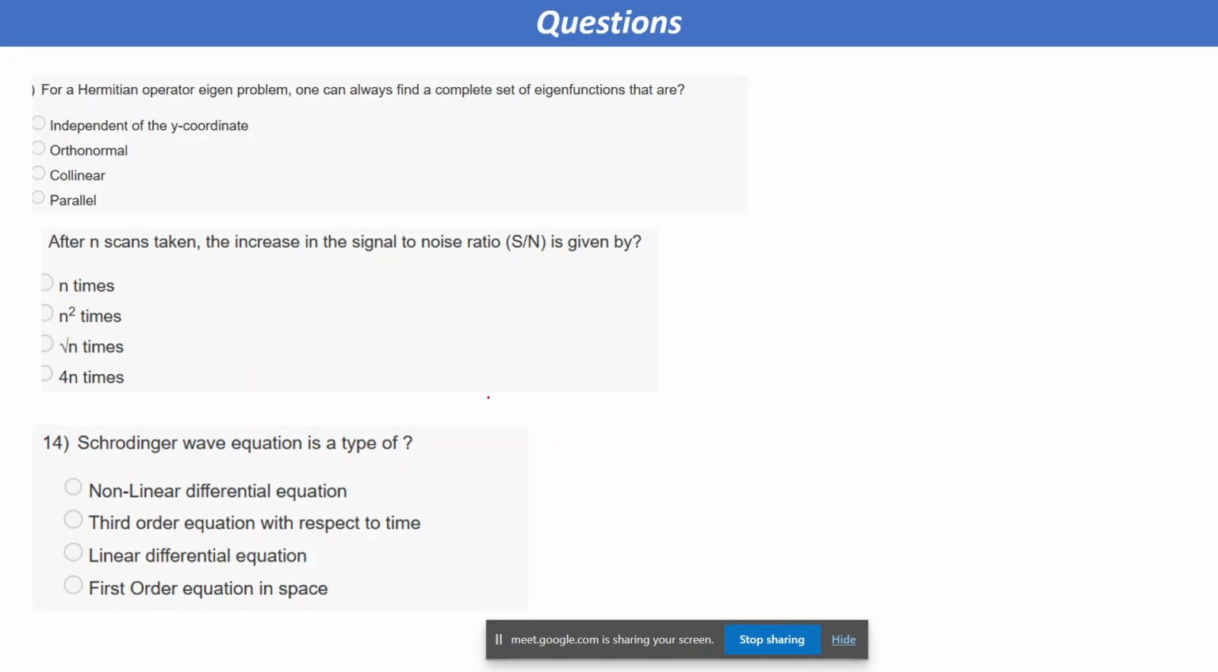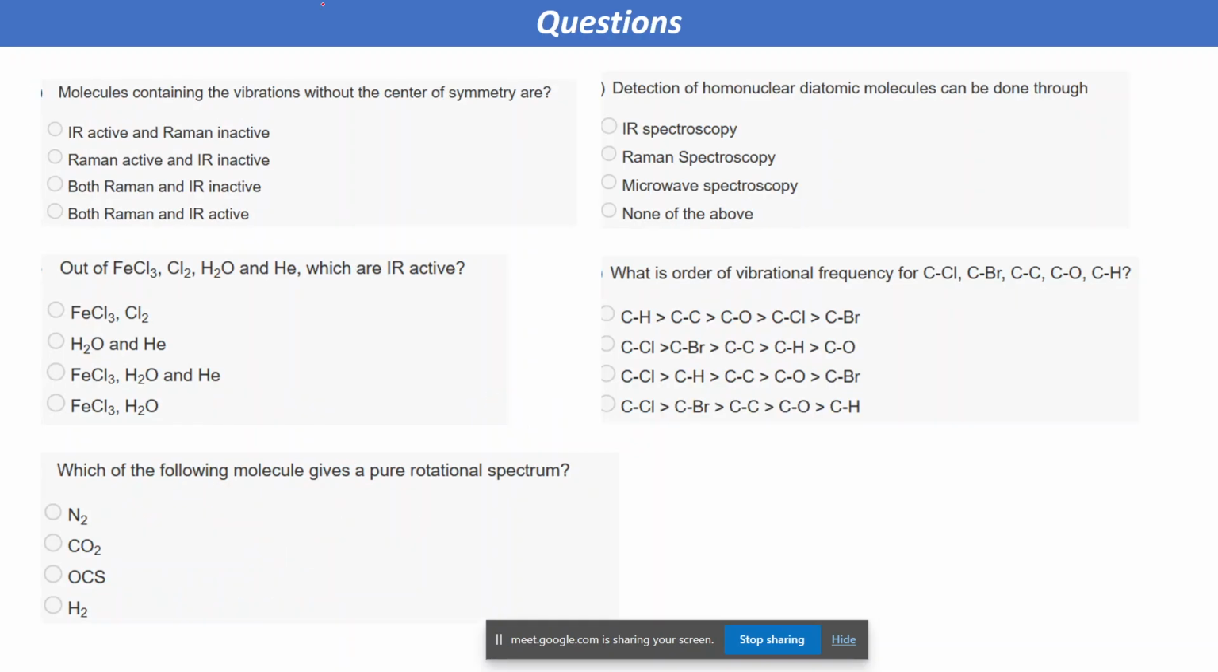Then these were some of the questions that we solved. Then for IR, always remember that a molecule can be IR active only if there is a change in dipole moment. Secondly, a molecule without a center of symmetry is both IR and Raman active. Then, what's the condition for a pure rotational spectrum? A molecule should have a permanent dipole moment. Then only it will show a pure rotational spectrum.